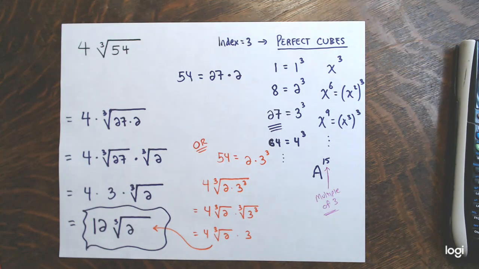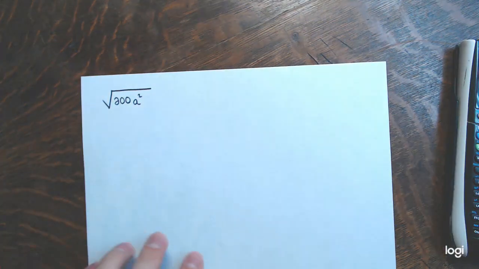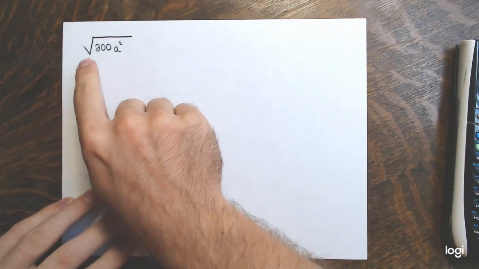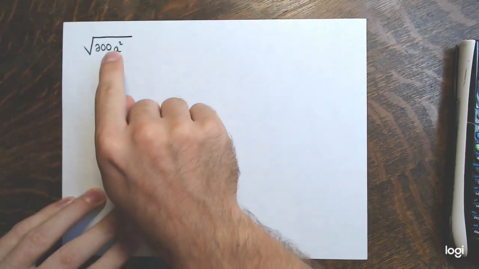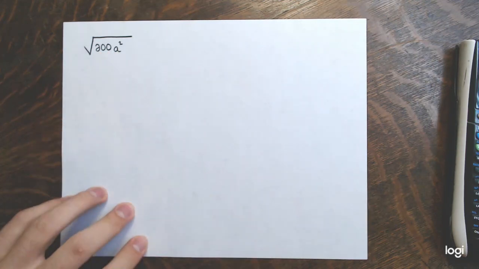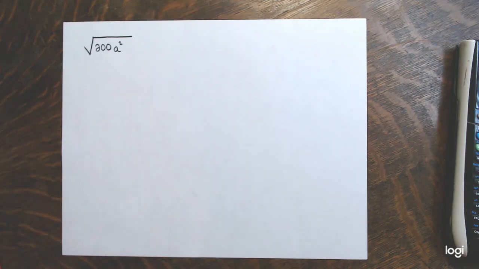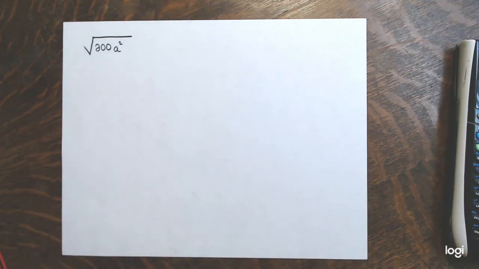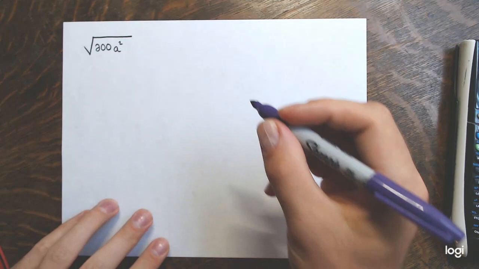Okay. Alright, my next example has a variable in it. So you have to really be careful when there are variables, especially when there are even roots, right? Again, another even root here. I have the square root of 200a squared, right? The radicand is 200a squared. All right. So what I'm going to do is, again, you can do this the first way if you want. I'm going to do that whole breaking down the radicand completely.